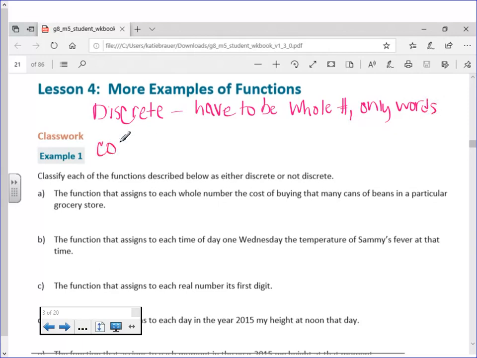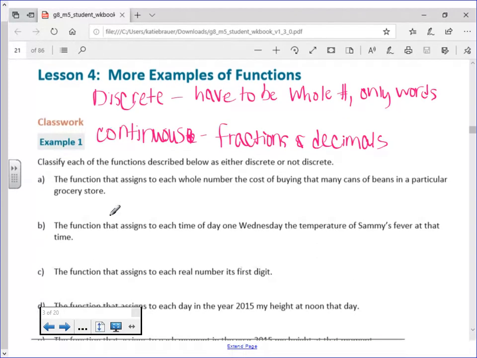And then a continuous function is you can use fractions and decimals. So I'm going to kind of explain this to you in a little bit, and they're going to ask you whether it's discrete or continuous. Really, you just have to decide, are you allowed to use a fraction in that situation or not? And if you're not, then it's discrete.